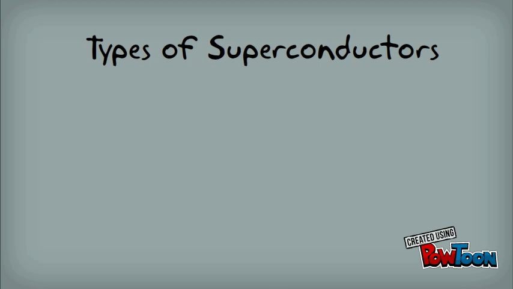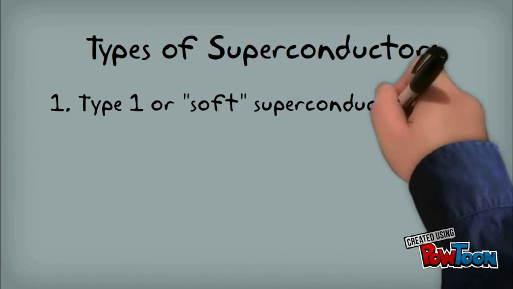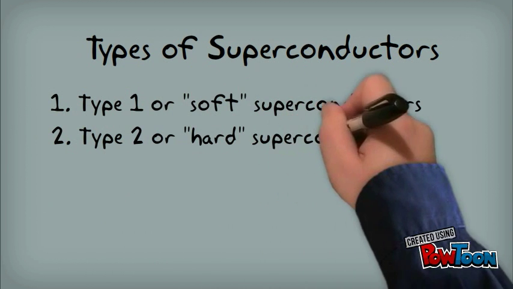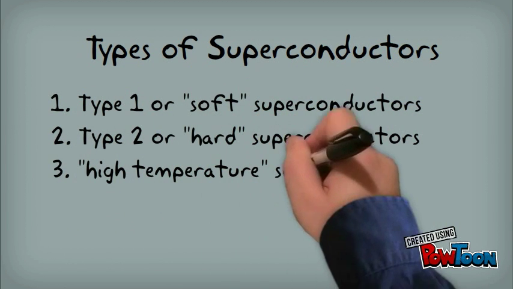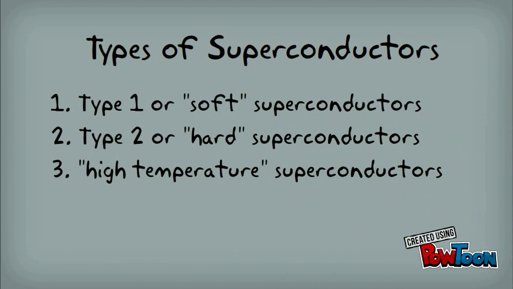There are three types of superconductors. 1. The type 1 or soft superconductor. 2. The type 2 or hard superconductor. And 3. The high temperature superconductor.